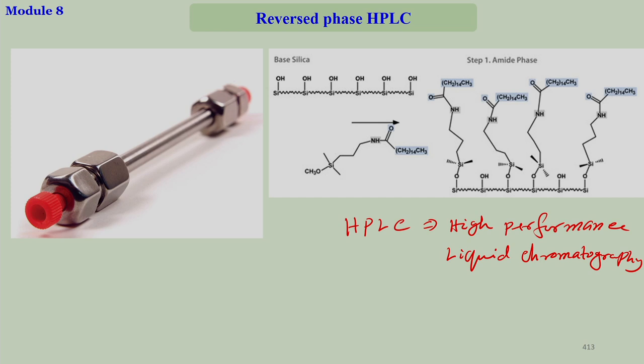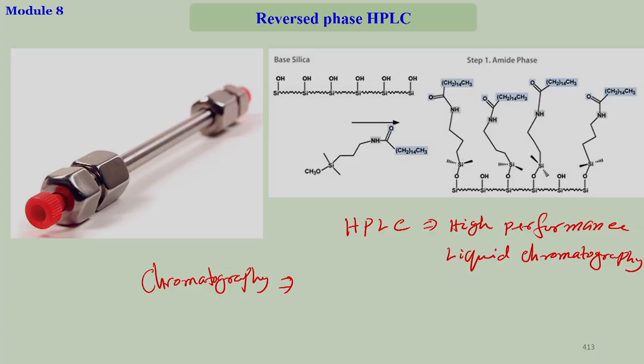HPLC, known as high performance liquid chromatography, is basically a chromatographic technique. The basic principle of chromatography is that it has two phases apart from your sample. The apparatus setup requires two phases. One is called the stationary phase, which is present in all chromatographic techniques, including the column chromatography that you do in the organic chemistry laboratory. Stationary phase, and then of course you have a mobile phase.